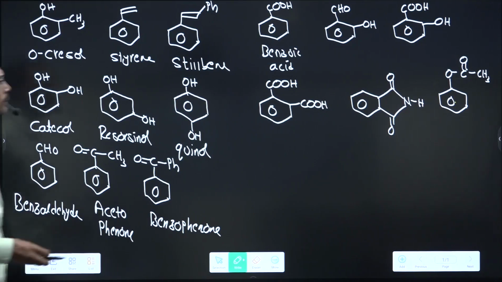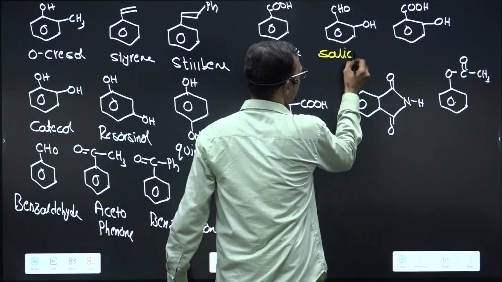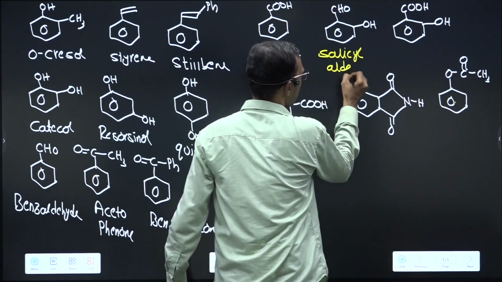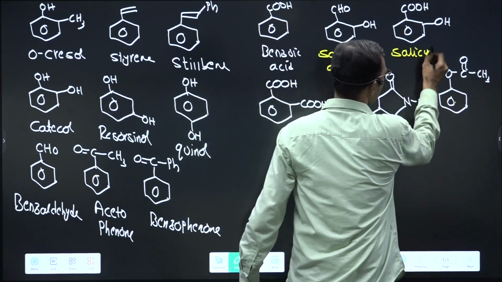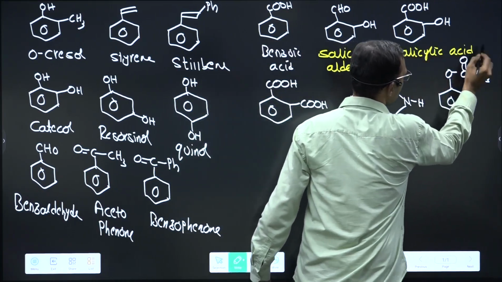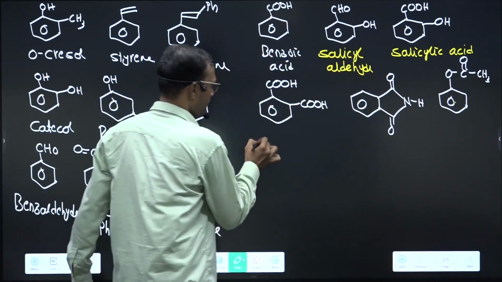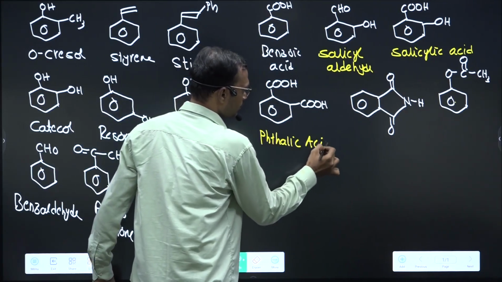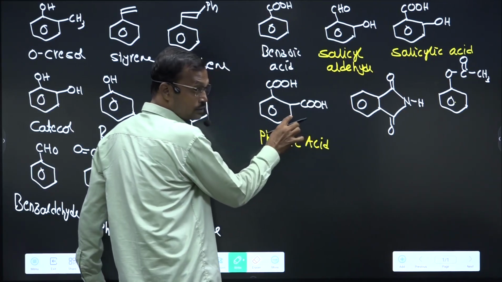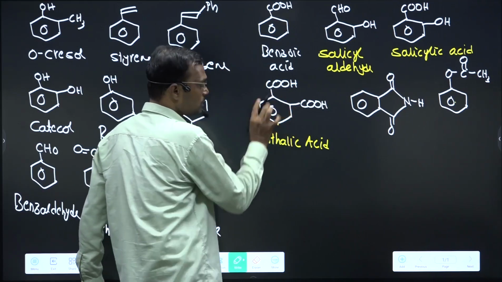What is the name? This one? Salicylaldehyde. Then what is this? Salicylic acid. You need to remember these names. Here? Phthalic acid. If I write this acid here, isophthalic acid. If I write here, terephthalic acid. The names are not required. You focus on phthalic acid.